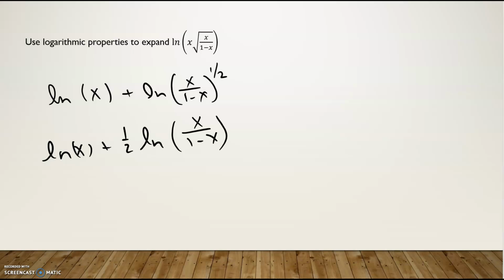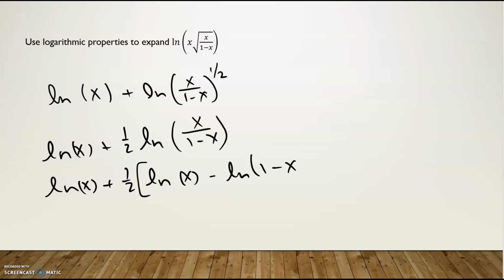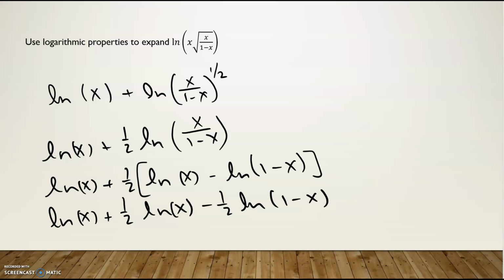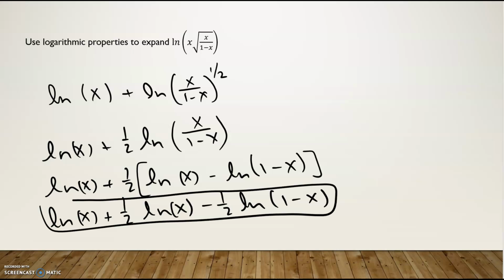Okay, and now I have x divided by 1 minus x, so this will be the natural log of x, plus 1/2 natural log of x, and this half is times both of these, minus the natural log of 1 minus x. Okay, so we could write it as natural log of x plus 1/2 natural log of x minus 1/2 natural log of 1 minus x. And this would be the expanded version of this natural log.